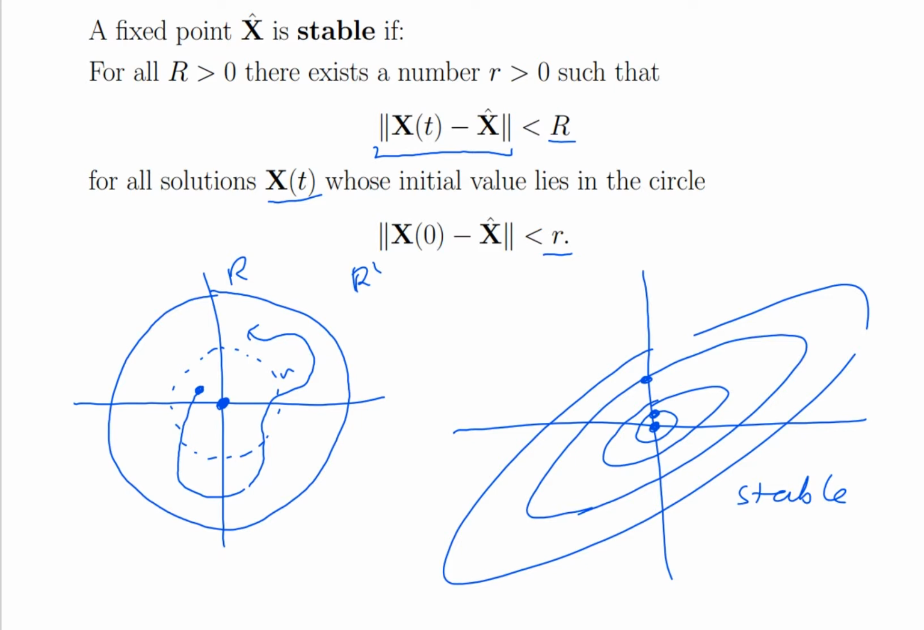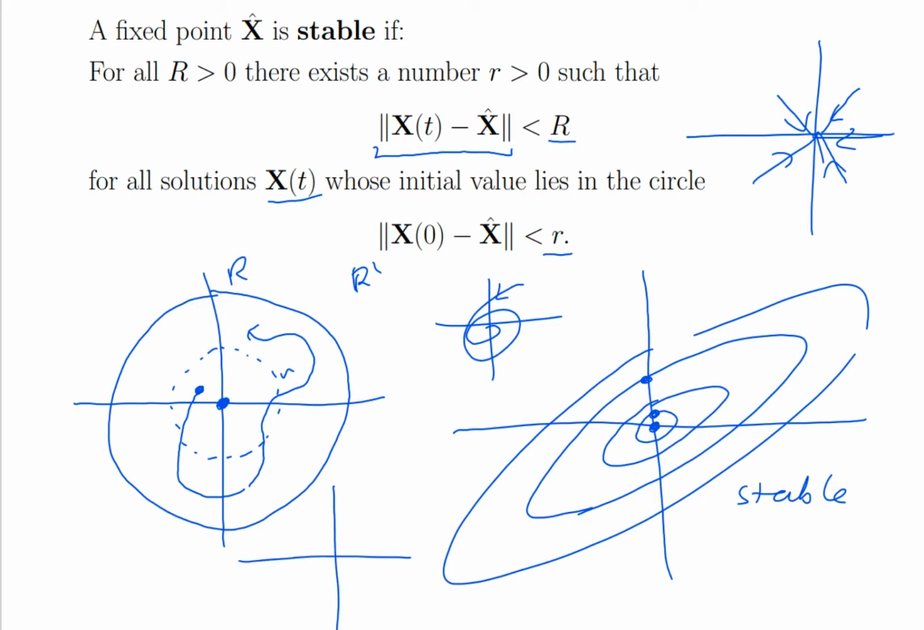So a stable fixed point may look like this, or it may look like this, where everything does just fall in. Or it may look like this. Everything spirals in. But it can't look like, so those ones are all stable. An unstable one may look like this, for example, the saddle.